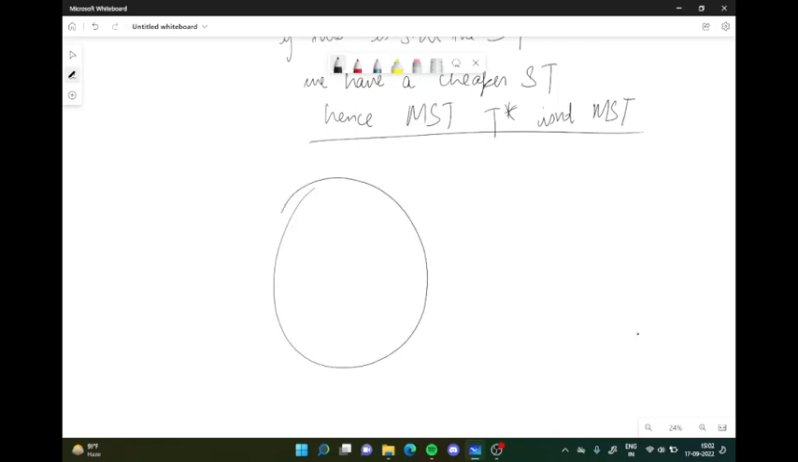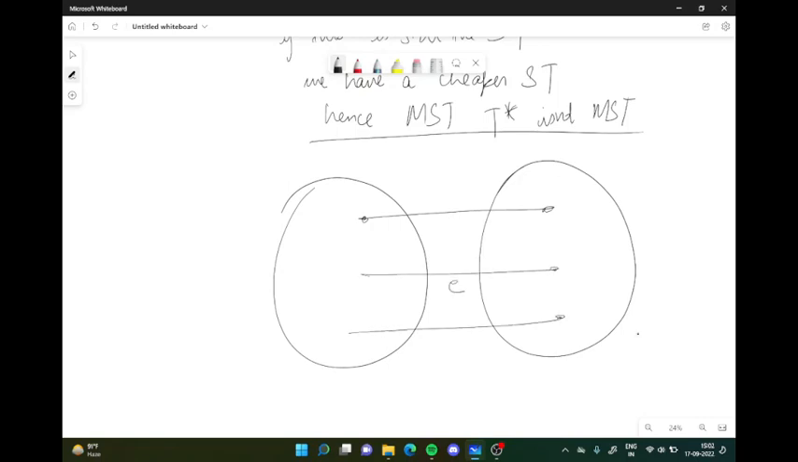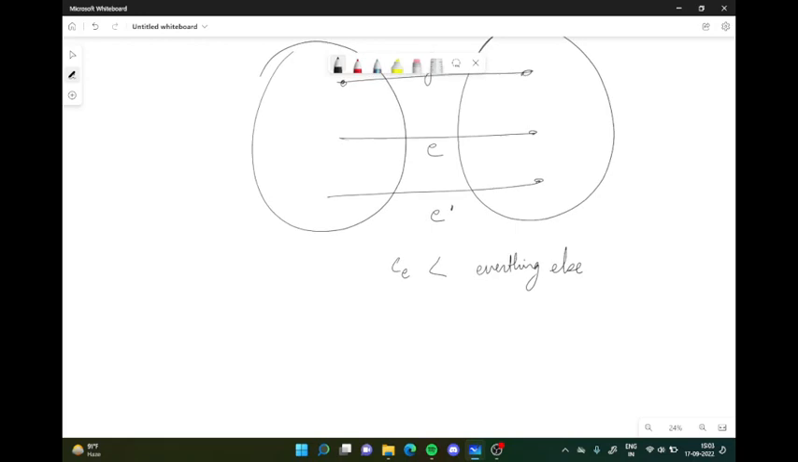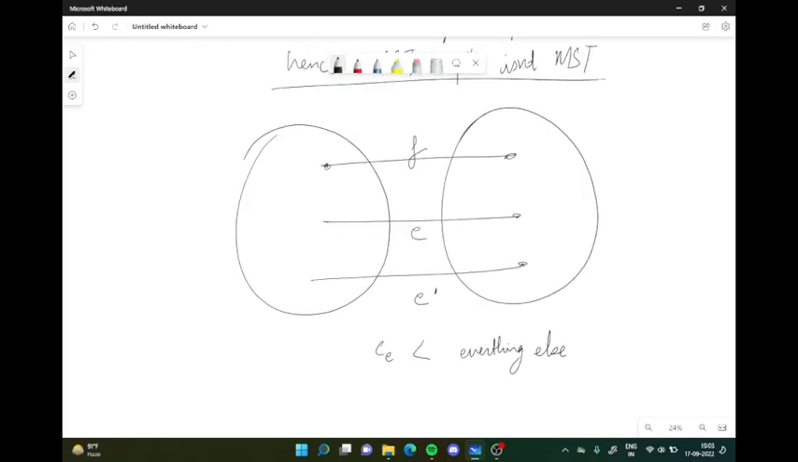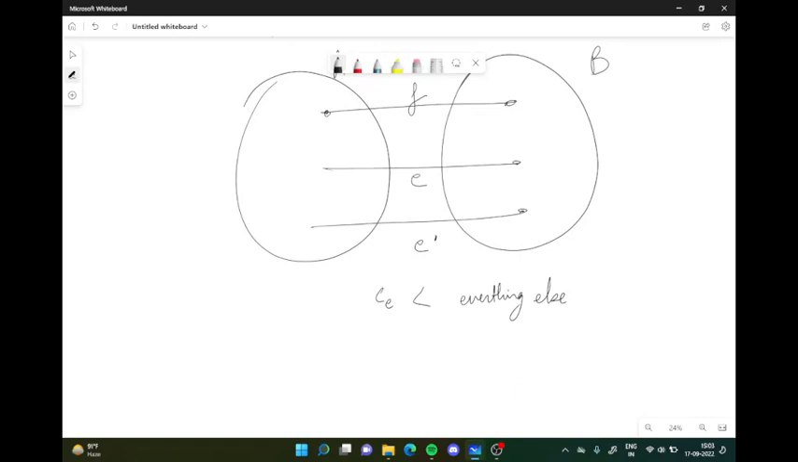So let's say we have a graph A and we have a cut. Let's for the argument's sake, we have this. Here is our edge E, here is some edge E prime, and here is some edge F. E is the cheapest one. So C of E is less than everything else in this particular cut. And by the cut property, if our MST is connected, there should be at least one edge crossing A and B in this particular MST, because it has to be connected.